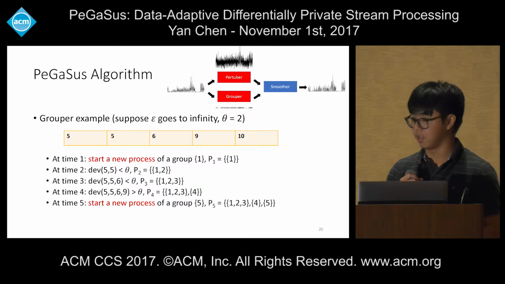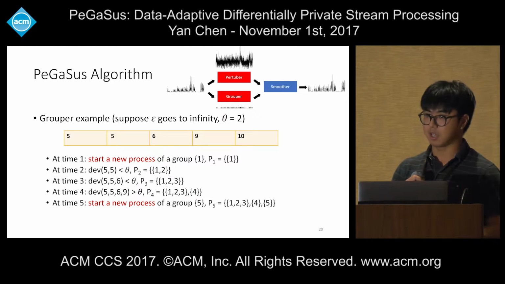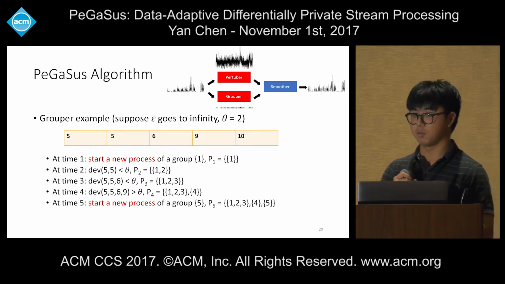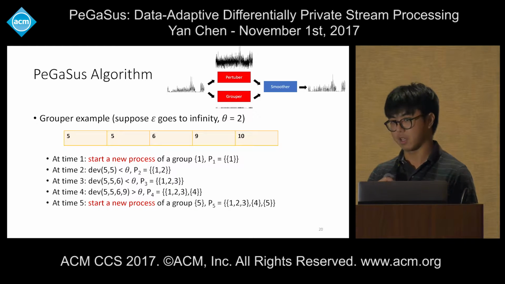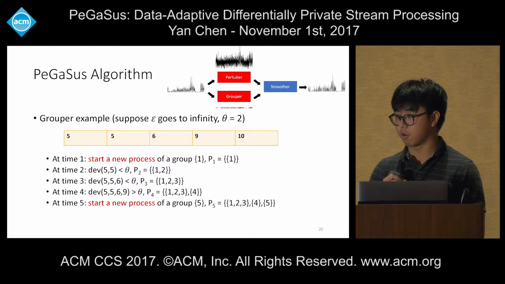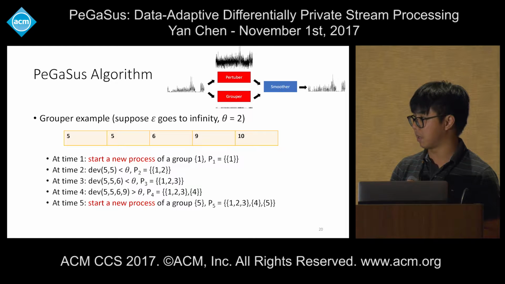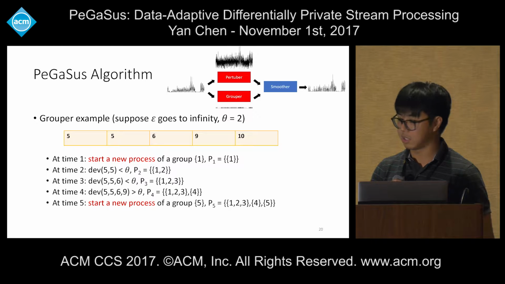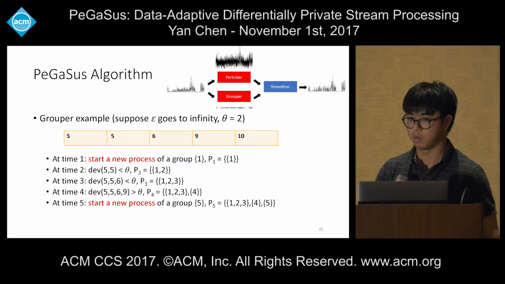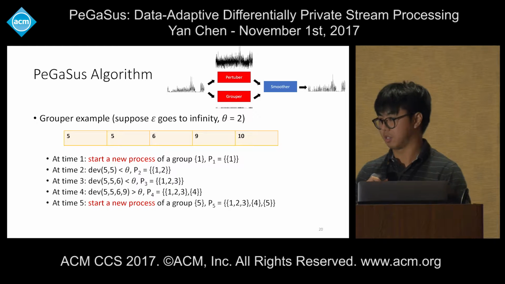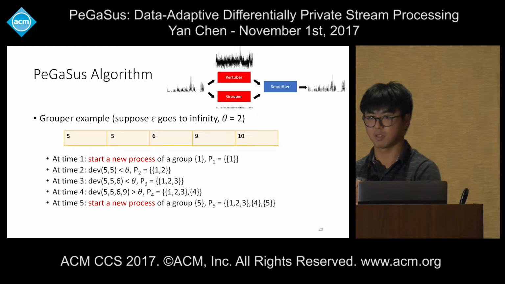At the third time, a new element comes. We first compute the deviation value when we combine it into the group, and it's still smaller than the threshold theta, so we directly add the current element index into the previous group. But at time 4, when we compute the new deviation value, it becomes greater than the threshold. Now we first seal the previous group, and then we seal the current element as a single group. So at the next time, time 5, we start a new process with a single group containing the current index 5.